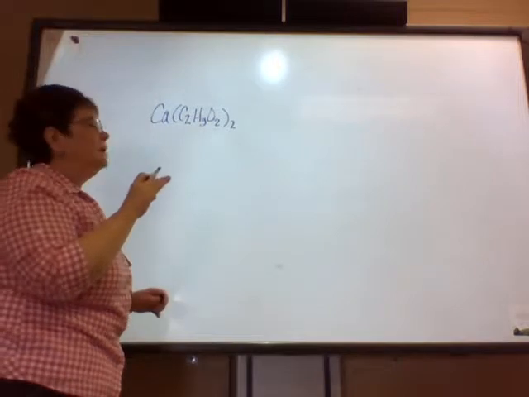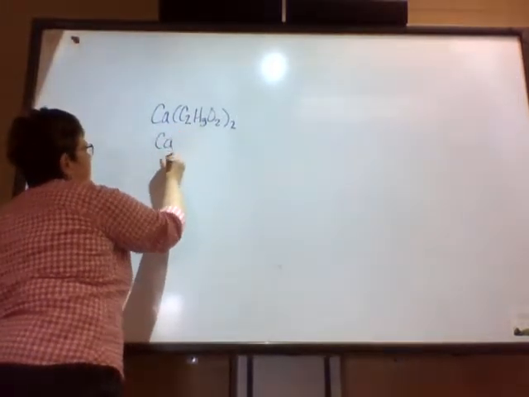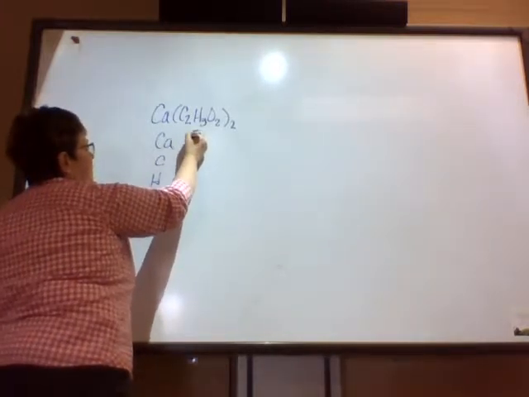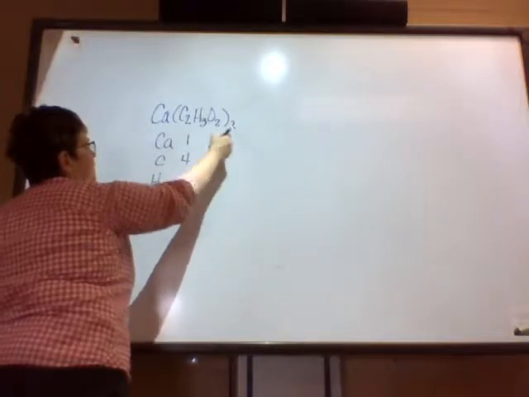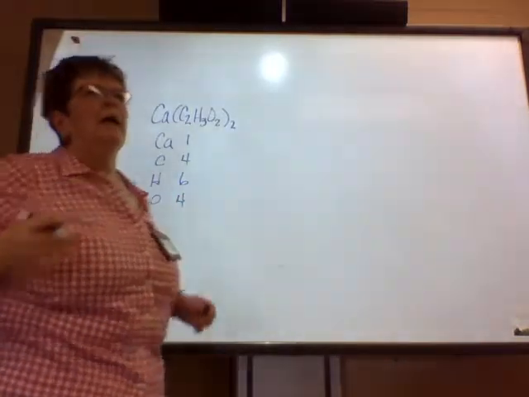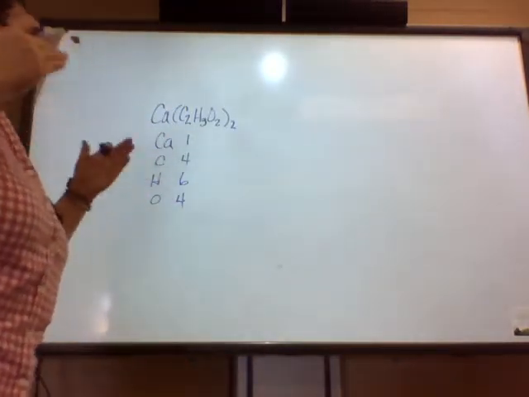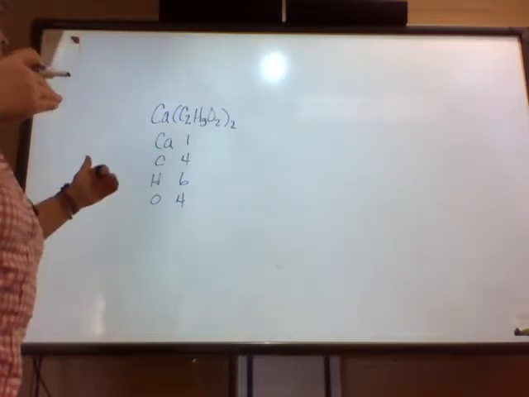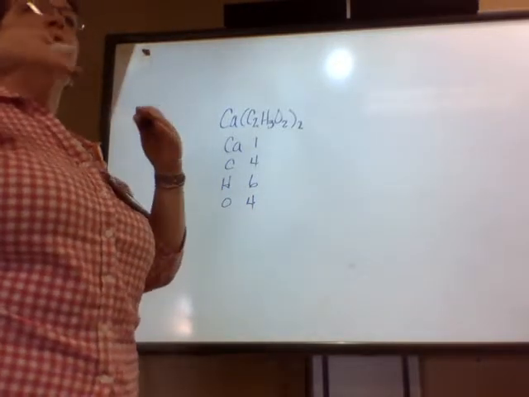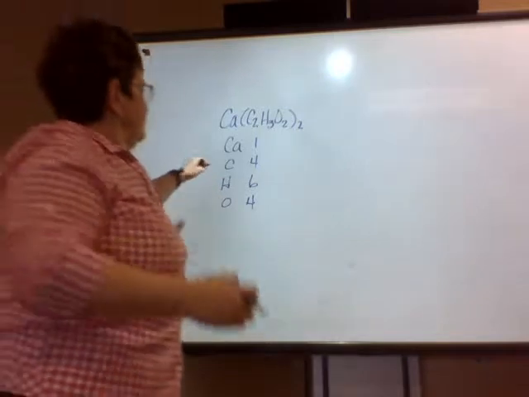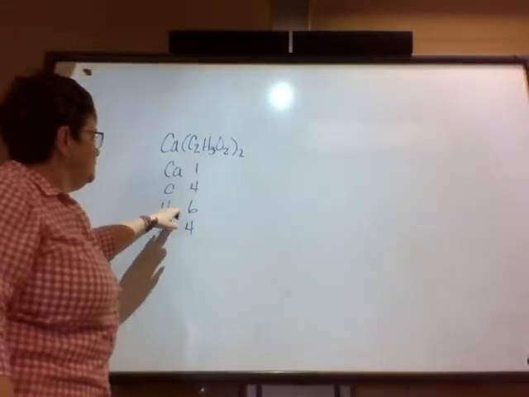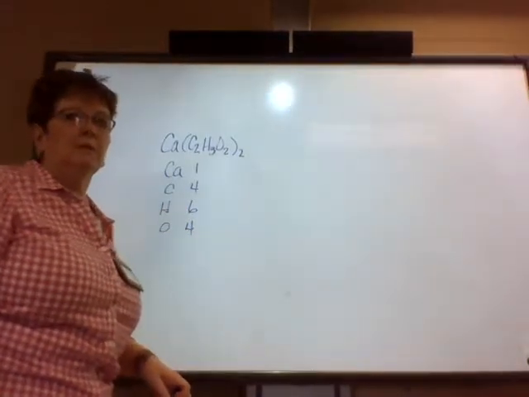Yeah. All right. So in this one we have calcium, carbon, hydrogen, and oxygen, correct? How many calcium do we have? One. How many carbon? Four, 2 times 2. How many hydrogen? 6. And how many oxygen? Good job. Because of that, to every 1 atom of calcium we have 4 carbon, 6 hydrogen and 4 oxygen. We can even go so far as to say that if I have 1 mole of calcium, to make calcium acetate I need 4 moles of carbon, 6 moles of hydrogen, and 4 moles of oxygen. Does that make sense?